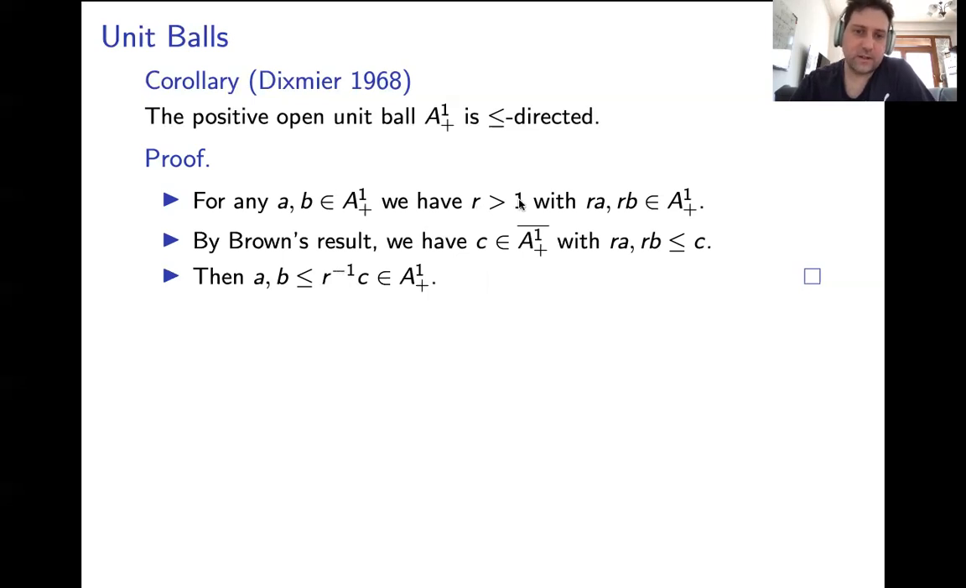R is greater than 1, strictly. R inverse is strictly less than 1. And so that means that while C was in the closed positive unit ball, this slightly smaller multiple here has to be within the open unit ball. So that gives you the result you want, that A and B are indeed dominated by something in the open positive unit ball.